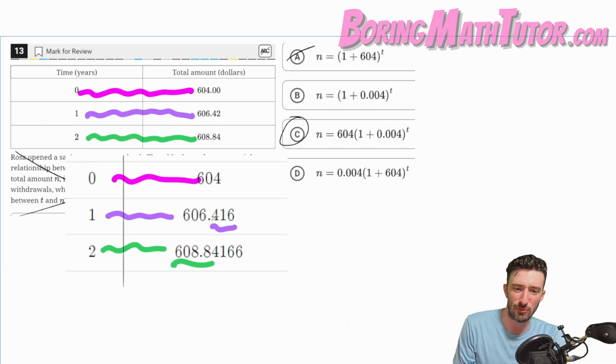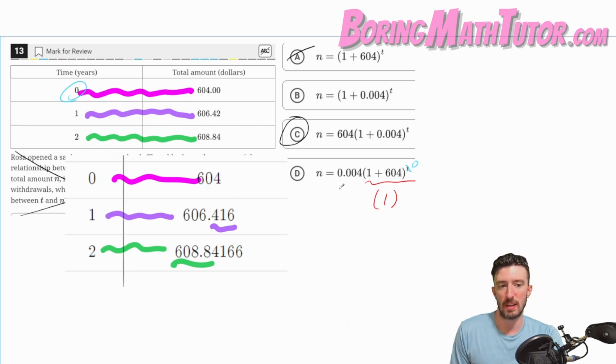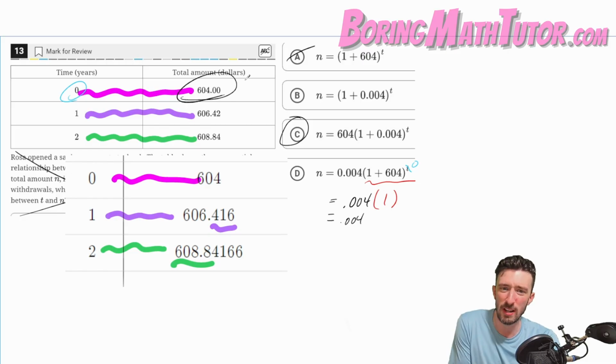Now, because I had to round, I really should just ask myself, could it possibly be D? But if you try plugging in the easiest number, which would be 0, anything raised to the 0 is always 1. So that means that this would come out to 1. Then you'd have times 0.004, and that's coming out to 0.004. That's not what we want it to come out to. So no, the answer is definitely not D.